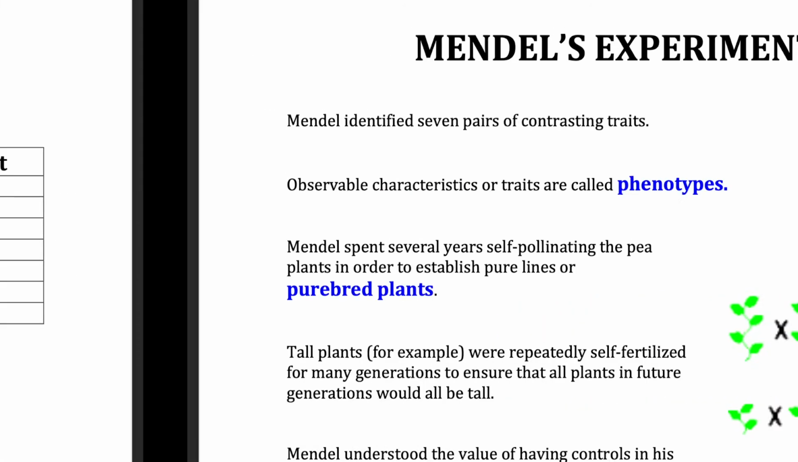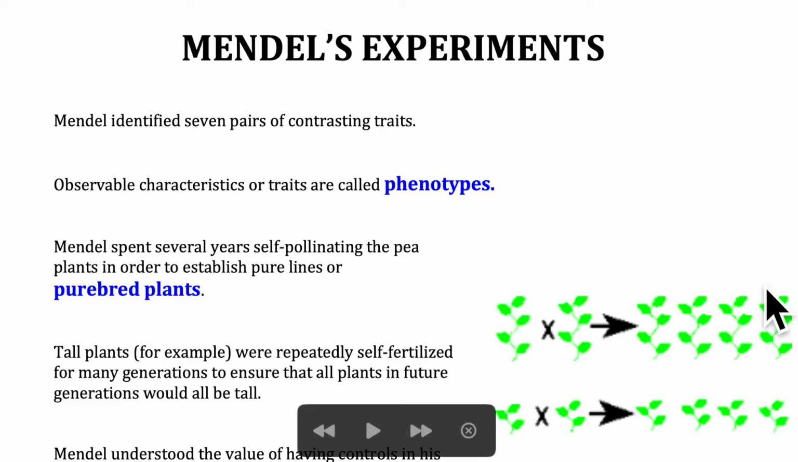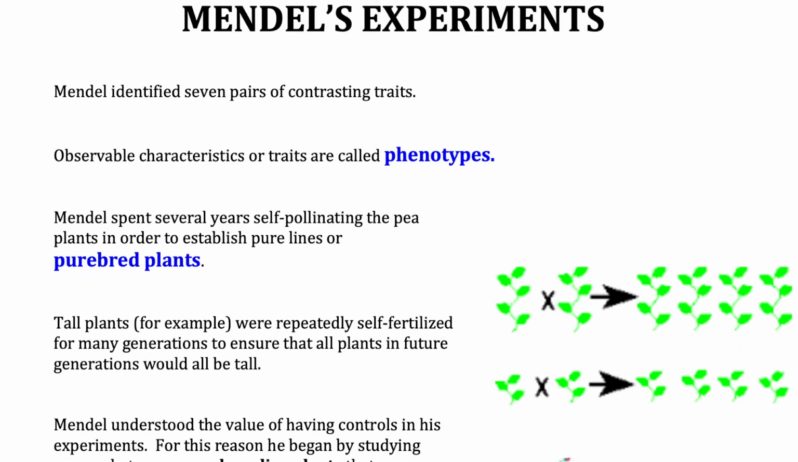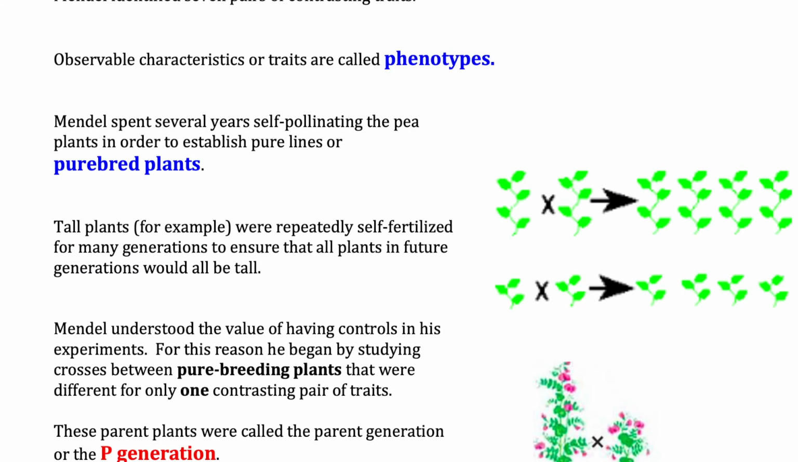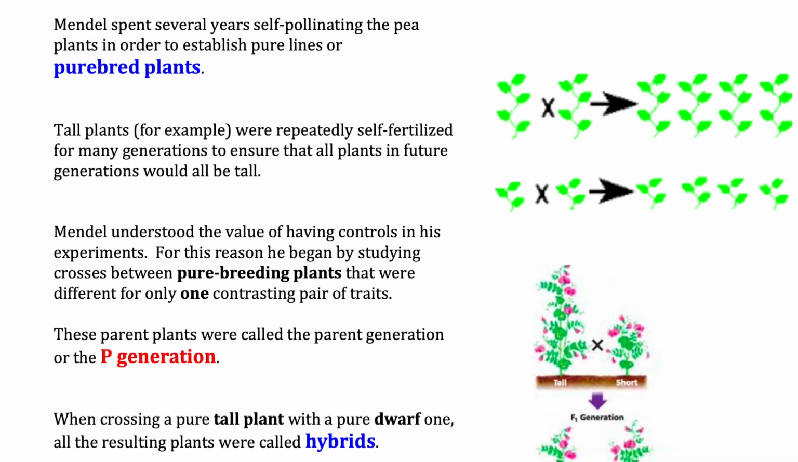Next, we are going to be discussing Mendel's experiments. Mendel identified 7 pairs of contrasting traits. Observable characteristics or traits are called phenotypes. Mendel spent several years self-pollinating the pea plants in order to establish pure lines, known as purebred plants. Tall plants, for example, were repeatedly self-fertilized for many generations to ensure that all plants in future generations would all be tall.